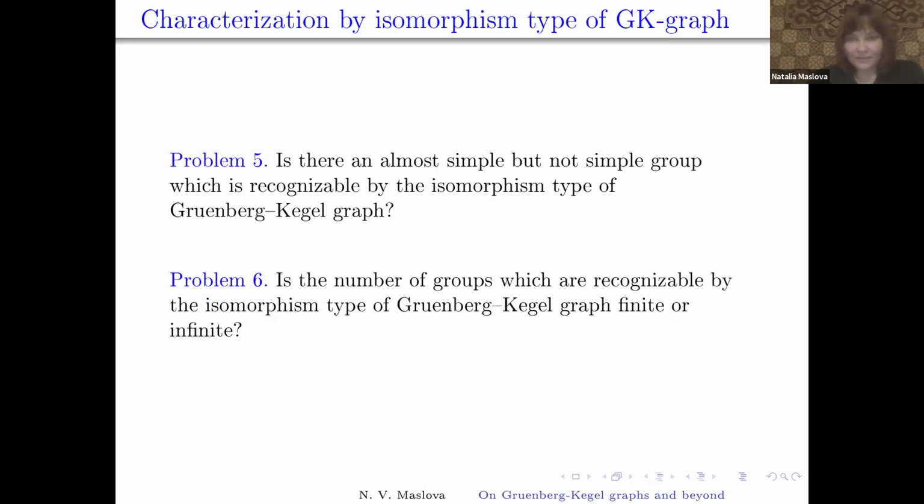Here we have other problems. Is there an almost simple but not simple group which is recognizable by the isomorphism type of its Gruenberg-Kegel graph? There are still no known examples of such almost simple groups. And is the number of groups which are recognizable by the isomorphism type of the Gruenberg-Kegel graph finite or infinite? Both these questions are in the Kourovka notebook, in the fresh version of the Kourovka notebook published last month.